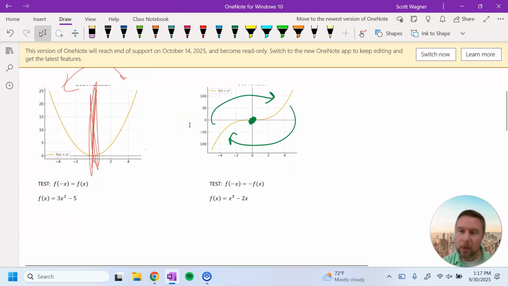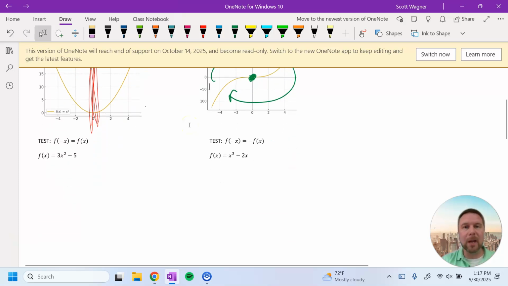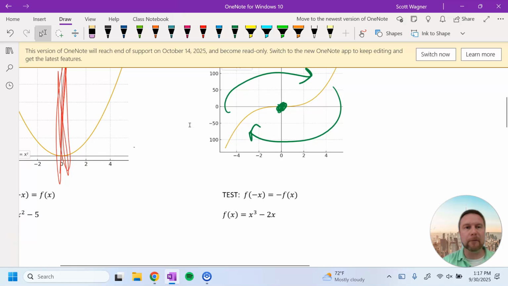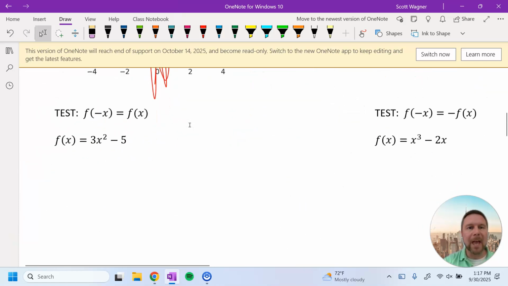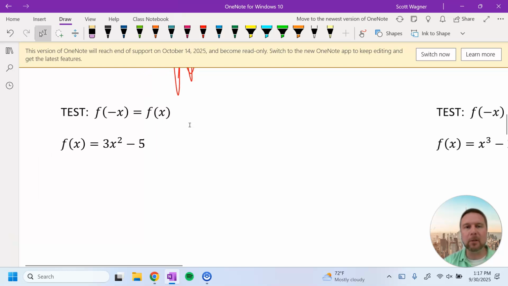All right. If you wanted to do a test to see, do I have an even function? Do I have an odd function? The even function test looks like so. f of the opposite of x. So you put a negative x in, or the opposite of x in, and you get out the original function. So let's take a look here. f of x is equal to 3x squared minus 5.